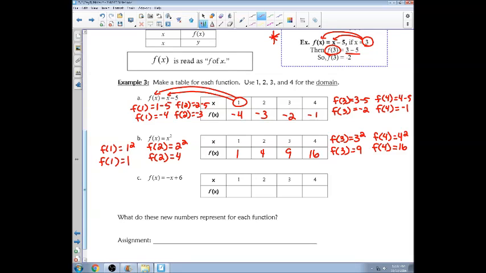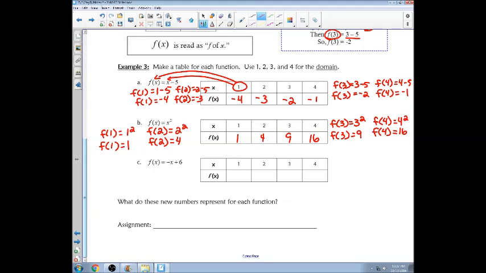Okay? On to the last one. Again, I'm just going to take each one of those numbers and plug them in for x. Be careful here, though, because I have a negative x right here. So what I'm going to do is I'm going to rewrite these problems. So f of 1 would be equal to negative, parenthesis, because the negative's out front, 1 plus 6. Well, if I have a negative in front of a parenthesis, I distribute. So this is negative 1 plus 6. So f of 1 would equal 5.